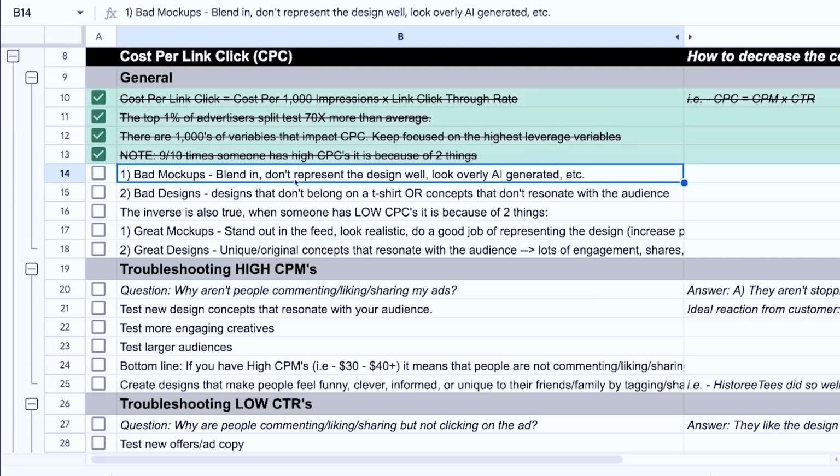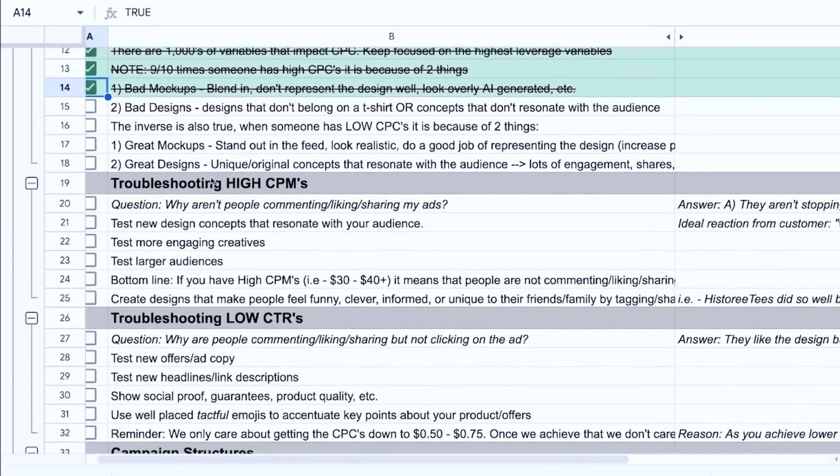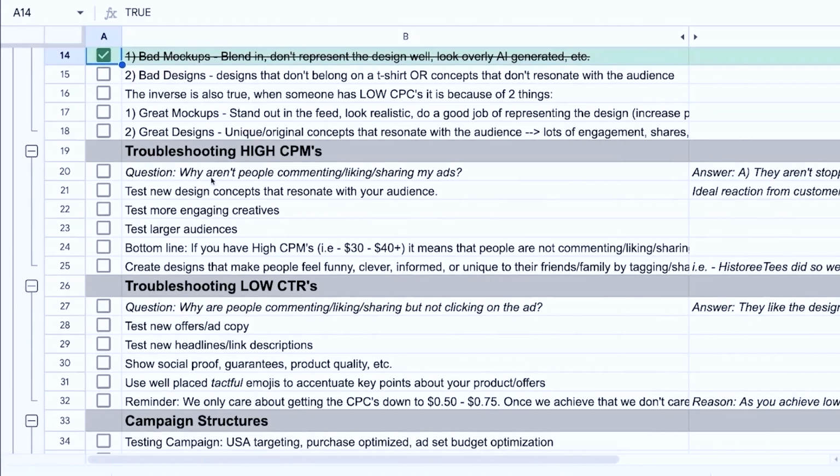So they blend in, meaning they're white, low contrast against the newsfeed, and they don't represent the design well, so low perceived value. They look overly AI generated. Just overall, they're bland and not very aesthetically pleasing. And I'm not saying this at anybody. I've made plenty of horrible mockups, but I've noticed a huge difference in our ads performance after just swapping out a bad mockup with a good one. We talk about how to test different mockups and how to come up with them, so you have the tools to be able to do that.